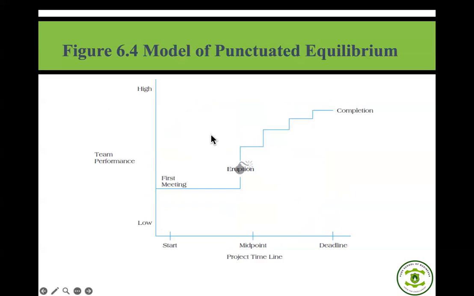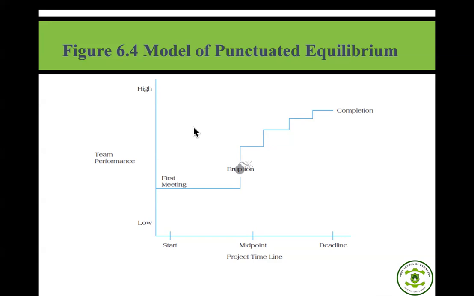I mentioned in passing the punctuated equilibrium model. This particular image is a representation of the punctuated equilibrium model. And it is an alternative view to explain the dynamics of team development over the life cycle of the project. And we're saying that this model is nonlinear. So rather than a linear progression through the typical stages of forming, storming, norming, and performing, this model suggests more disrupted patterns of team performance.